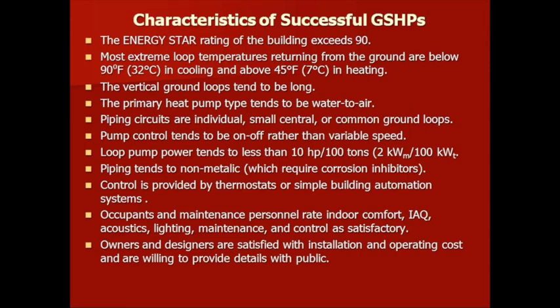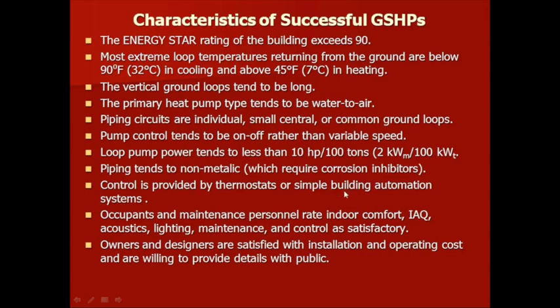Most of the ground loop temperatures returning from the loops in these good buildings never got above 90 F or 32 C, and in heating, the loop return temperatures were at least 45, which is 7 degrees C. The loops are long. Most of the better ones had water air heat pumps, and as I mentioned earlier, the piping circuits were individual small central or common loops. Pump control can be on-off rather than variable speed.